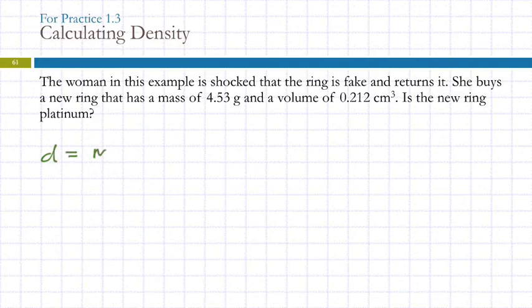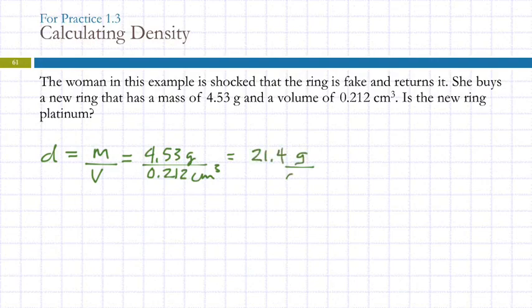Density equals mass divided by volume. I'm going to put the mass in, 4.53. Somebody's ahead of me and said yes, and you are correct. And I believe that comes out to 21.4 grams per cubic centimeter. Yes, this one is platinum. Any questions?